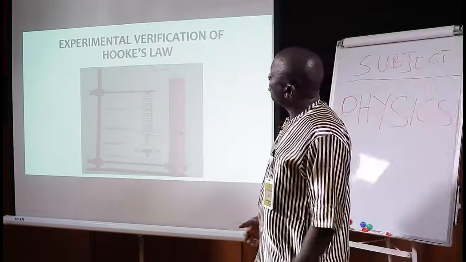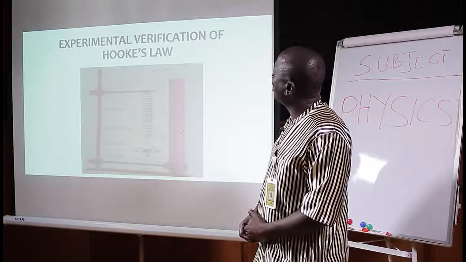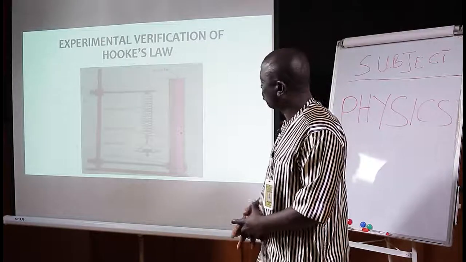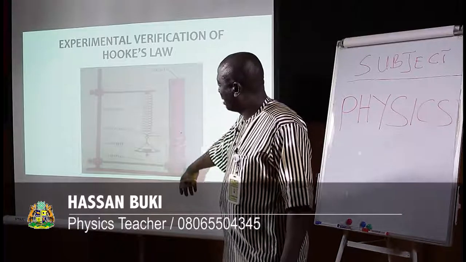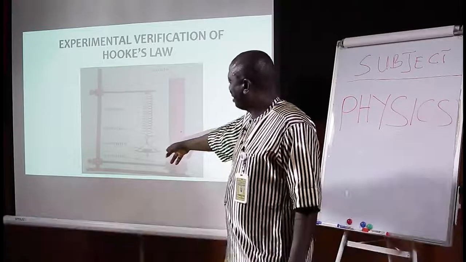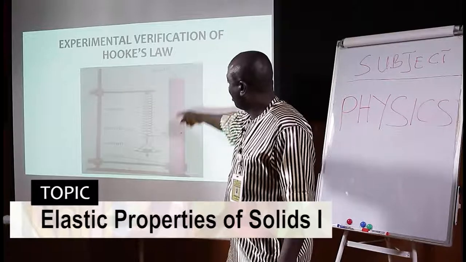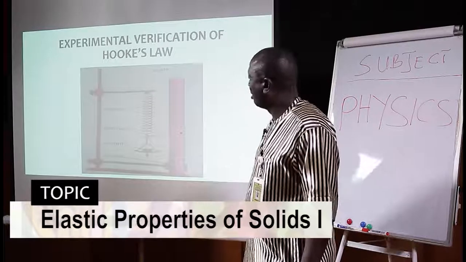Now, next we will look at the experimental verification of Hooke's law. We have the experimental setup as can be seen in the diagram. We have retort stand and clamp. We have our spring. We have a scale pan. Then we have our weight. We have our meter rule.